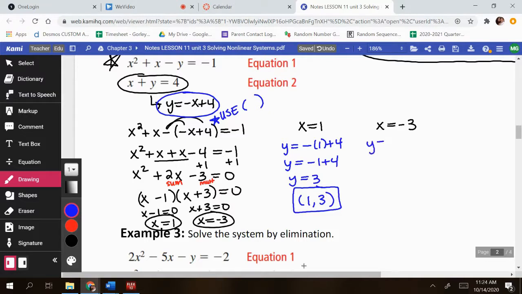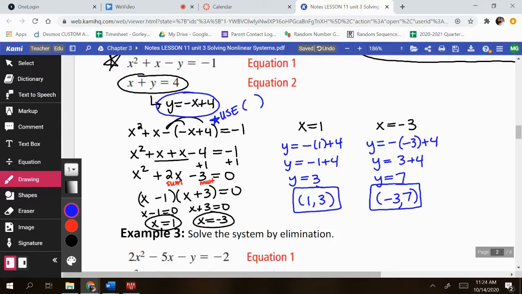I'll do it again over here. We have y equals negative x plus 4. So I have negative x was negative 3, plus 4. You get 3 plus 4, or 7. So I'd have another solution at negative 3, 7. So those are going to be your 2 points of intersection.